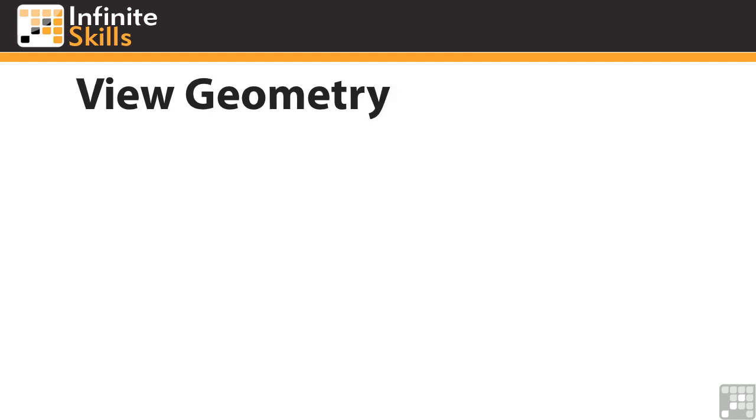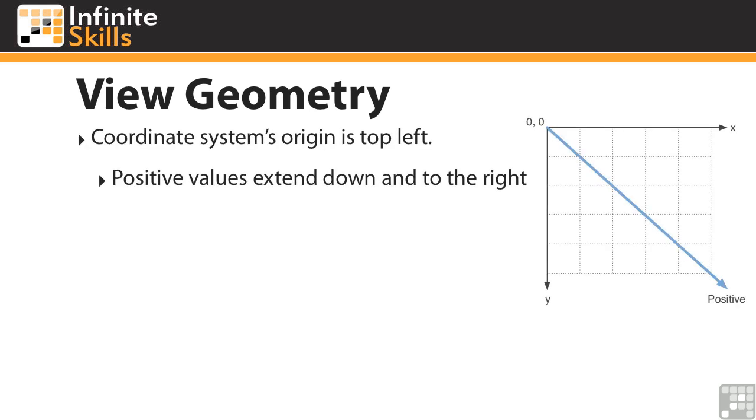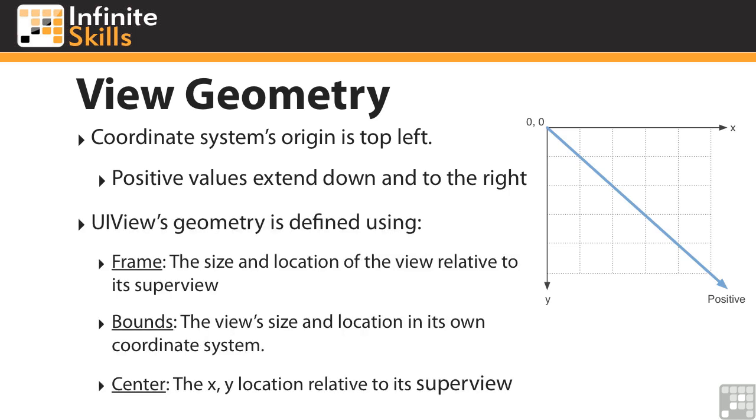An important part of understanding how to work with UIViews is to understand how their geometry is defined. A view's coordinate system has its origin point in the top left, so this is the 0, 0 point. And then positive values will extend down and to the right. There are three key properties that are used to define a view's geometry: the frame, the bounds, and the center point. The frame is the size and location of the view relative to its superview.